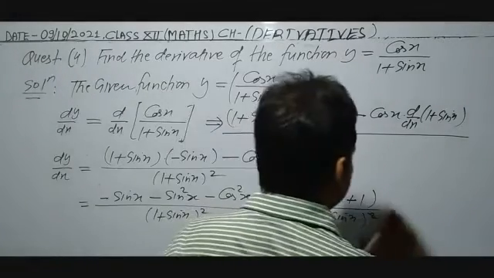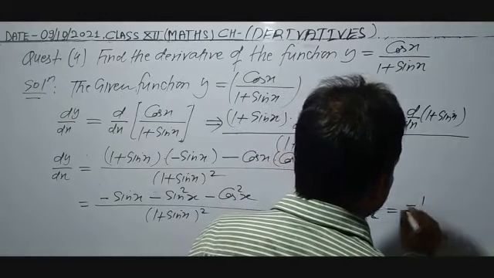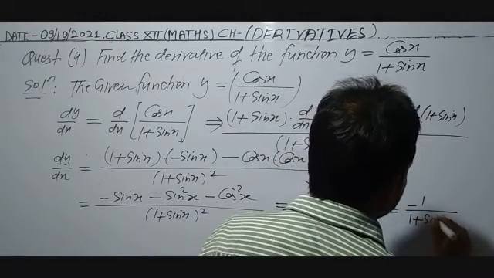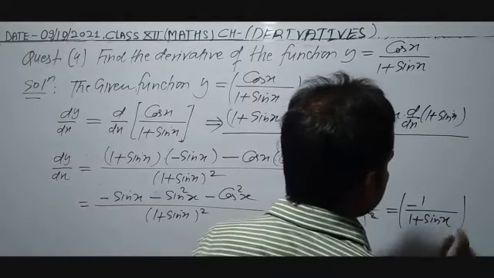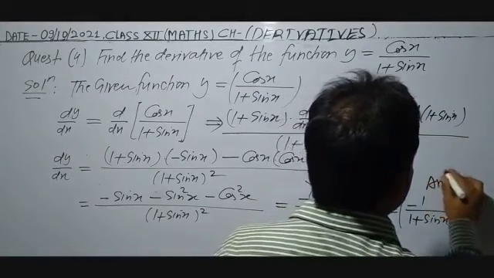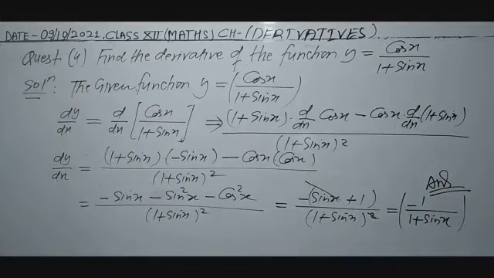So the answer is minus 1 upon 1 plus sin x. This is the answer. Now question number 4 is completed. Now I will come to question number 5.